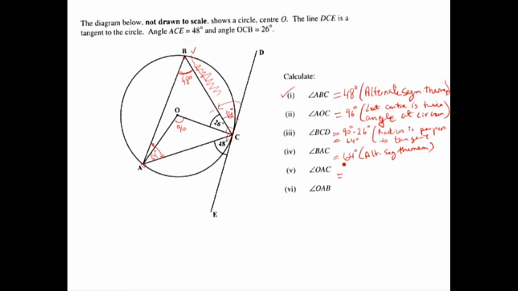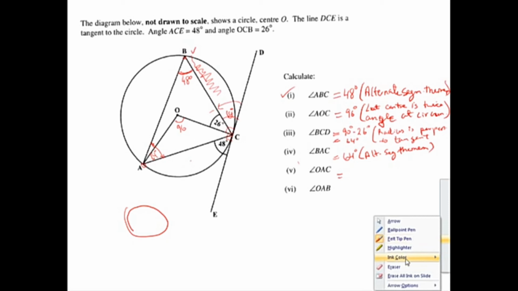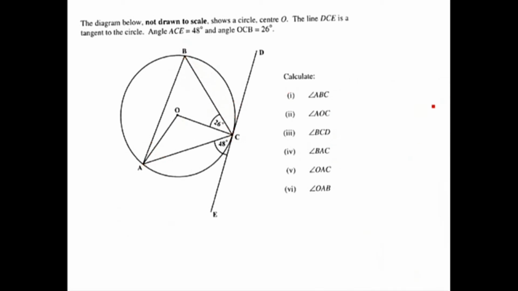Now we're down to angle OAC. Now to find angle OAC is a little easy as well too. So let's look at it. I'm going to draw a circle down here. Okay, I think I need to do that a little better. Okay, everything just disappeared. So let's go back over this again quickly.